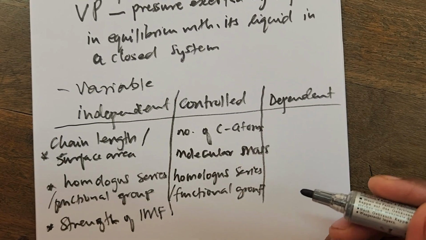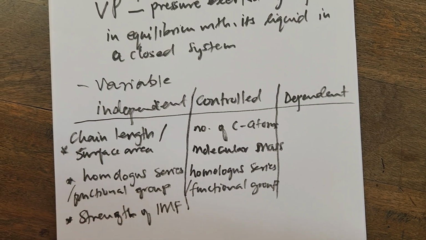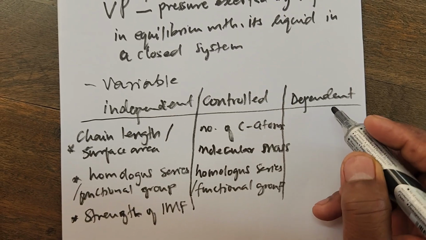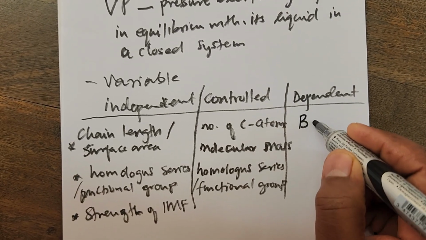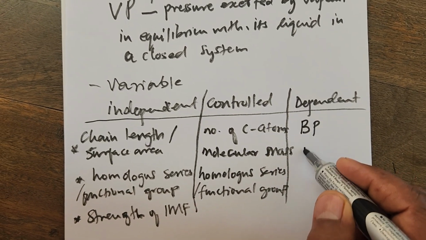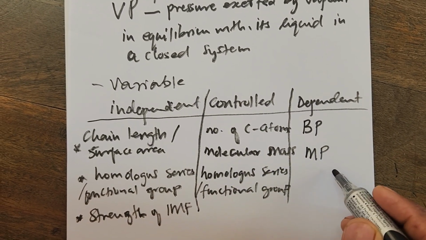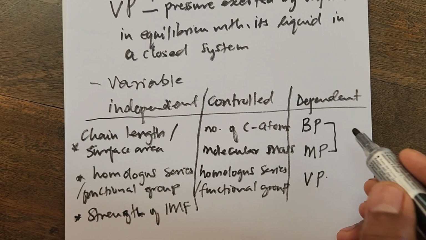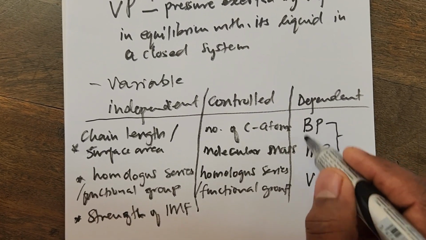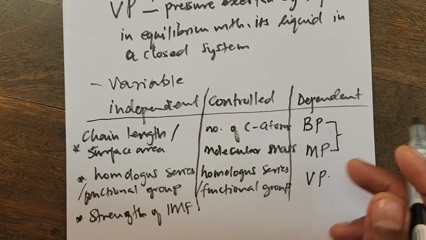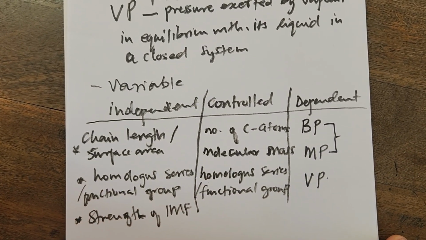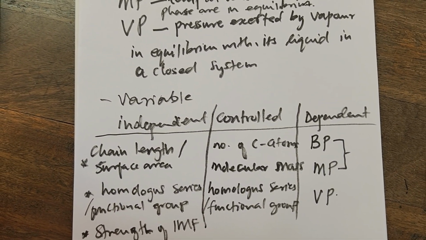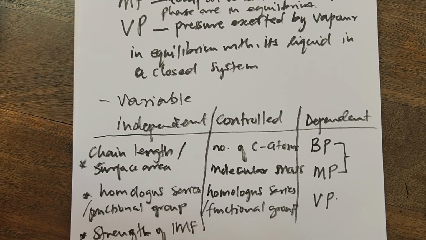Then the results now. What are you looking at? Once you are changing the independent variable, you look at the results here. Then you will be changing the boiling point, the melting point, and also the vapor pressure. Remember, boiling point and melting point normally behave the same way. The stronger the intermolecular forces, or the longer the chain length, the greater the boiling point, or the greater the melting point. Those ones go together. So those are the variables in this case.